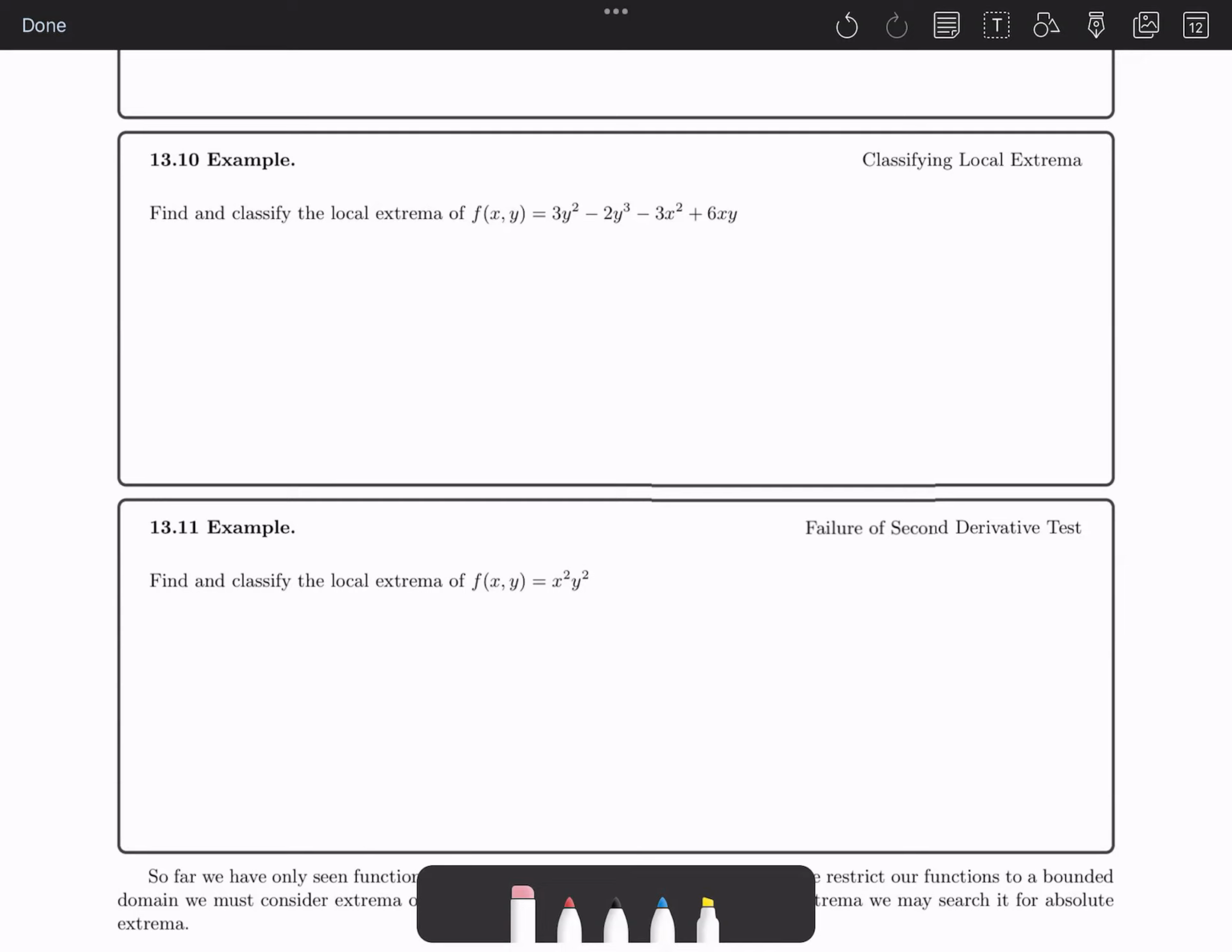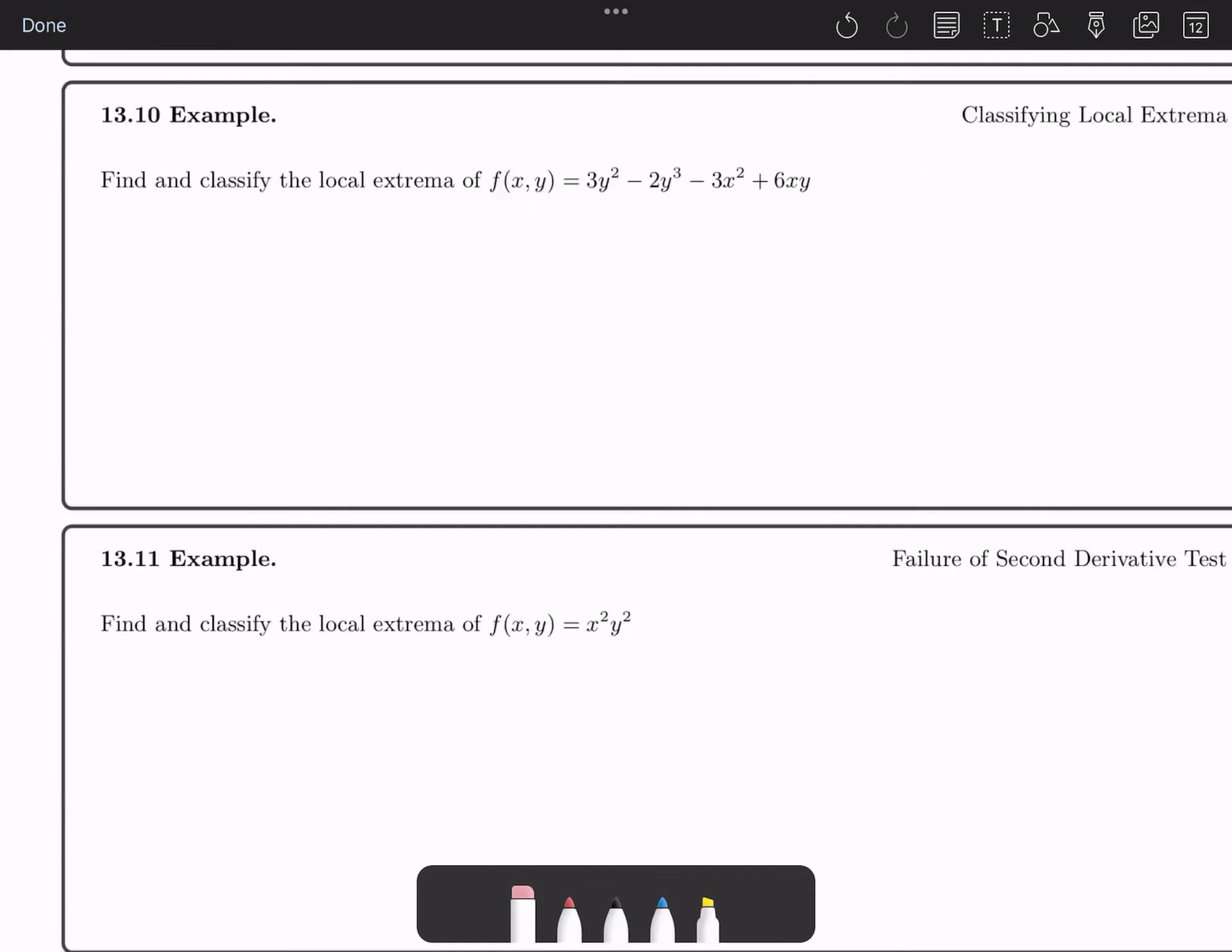So we only really need to look at points where our partial derivatives are zero, right? Because they're always going to exist. So let's find our partial derivatives. F_x, a function of x and y, will be minus 6x plus 6y. Our partial in y will be 6y minus 6y squared plus 6x.